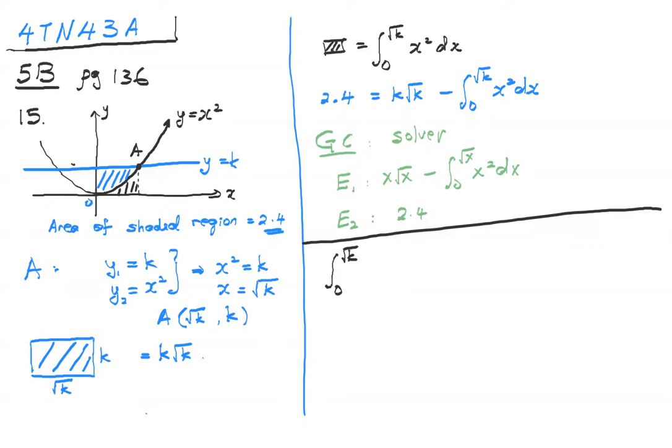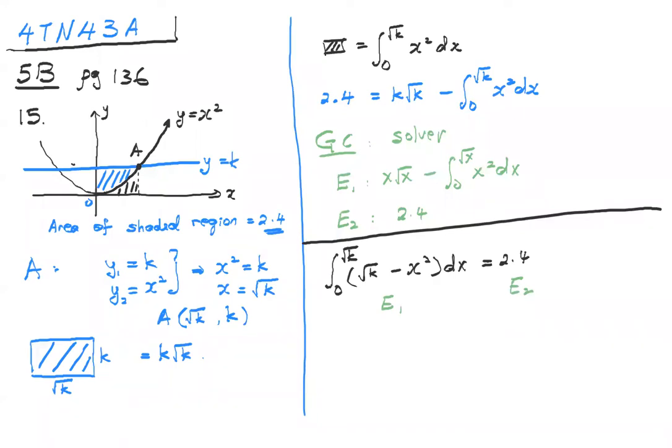Okay, so this one will be y1, the one on top here, that is root k, take away x squared dx, and this is equal to 2.4. This is the area bounded by two curves. So this one also you key into the calculator. This is your E1 and this is your E2. Got it?